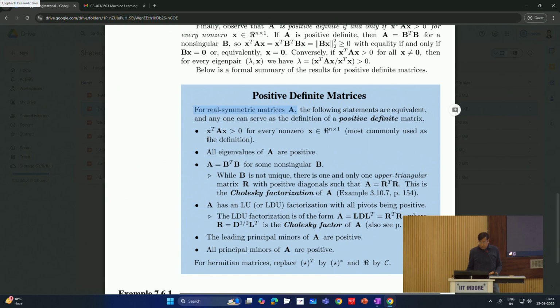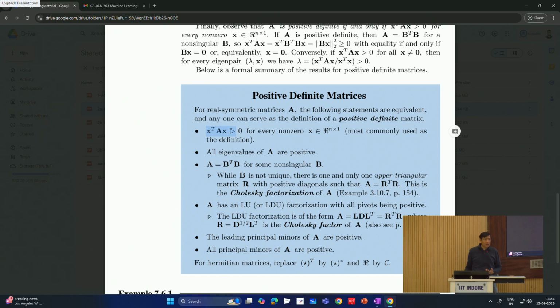The definition says that for every non-zero x, where A is an n cross n matrix, we are working with square matrices in this. We are not talking about rectangular matrices. If you multiply this square matrix with a vector x from the left, and then multiply with the vector on the right, what will be the dimension of x transpose Ax if A is n cross n?